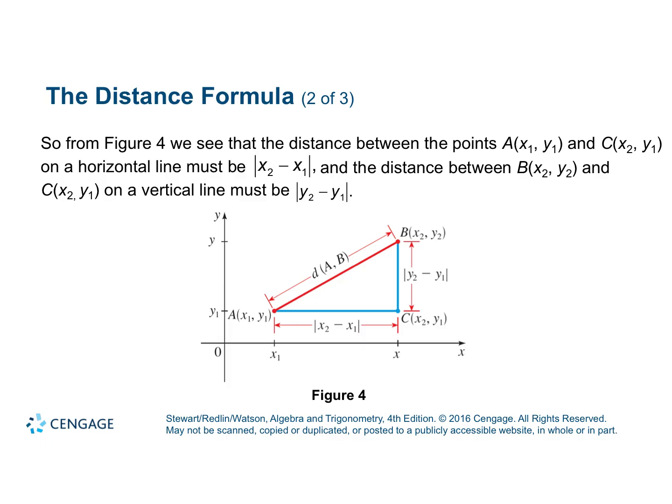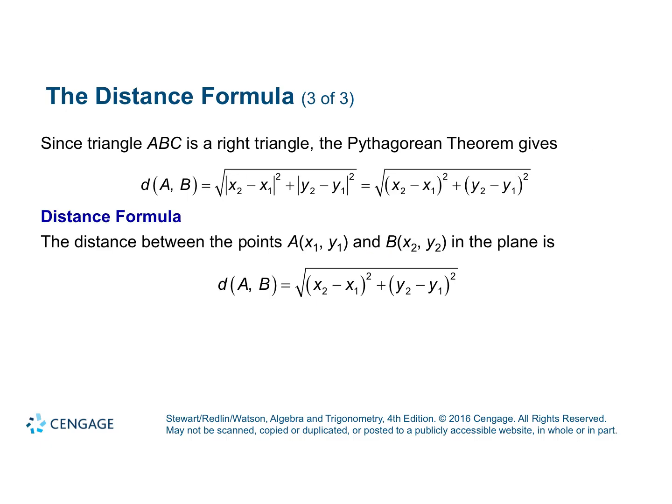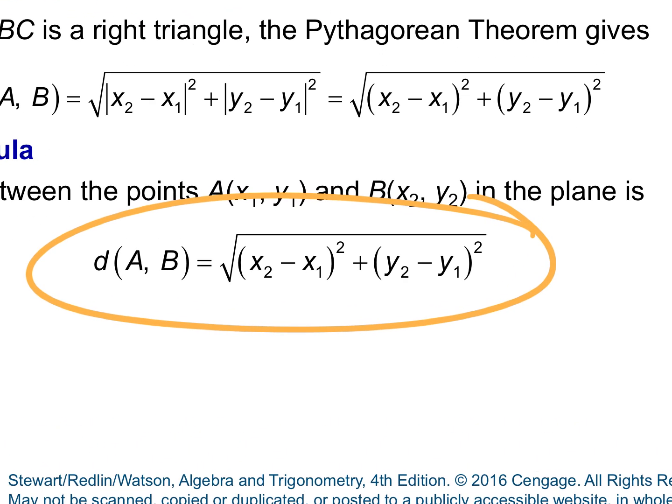We're going to be talking about the distance formula, which is on this page here. So this is our distance formula. Given 2 points, we can find the distance between those 2 points by taking the square root of x2 minus x1 squared plus y2 minus y1 squared.